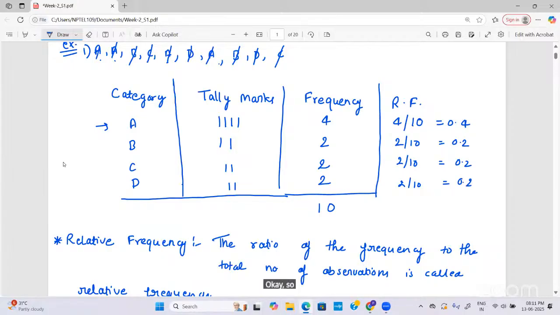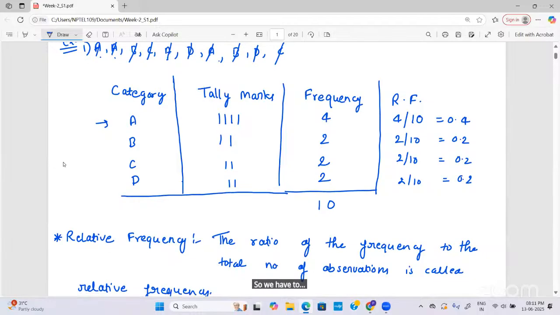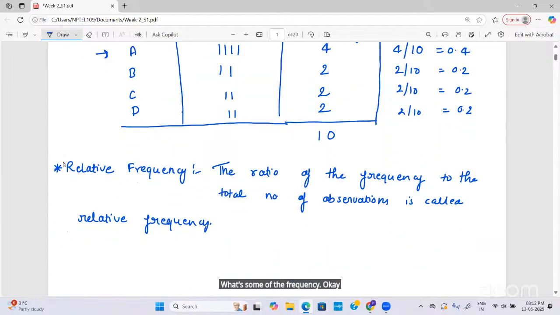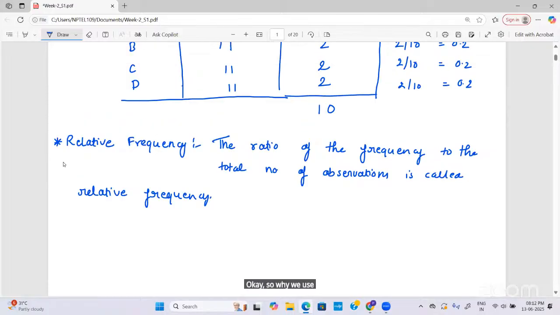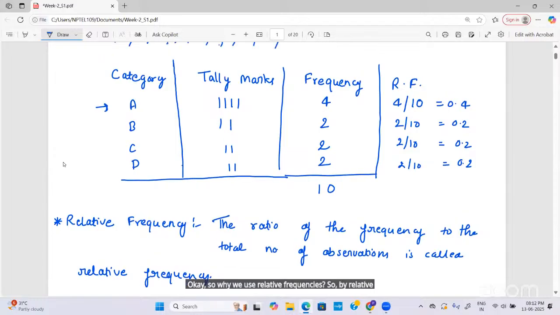Okay, so now you all know how we find the relative frequency. We have to see the frequency of that particular value, that data point, and then we have to divide by the total number of observations, or the sum of the frequencies.